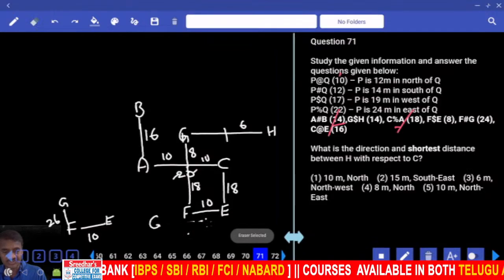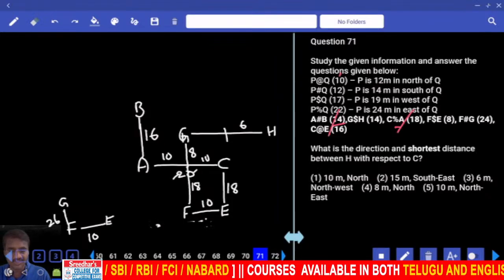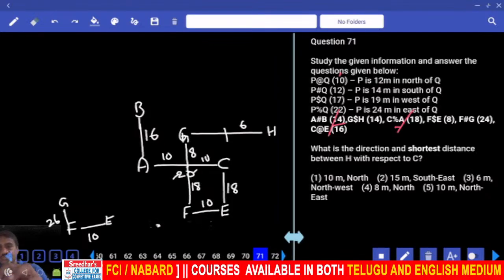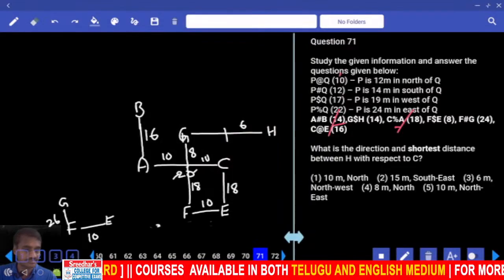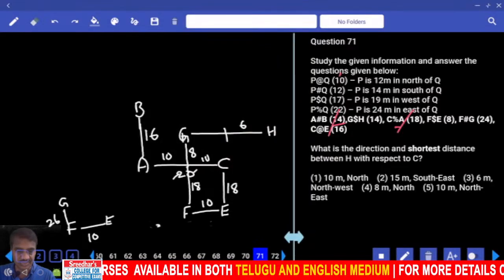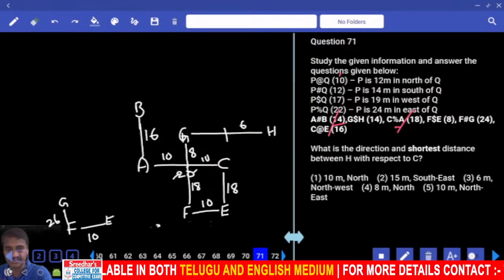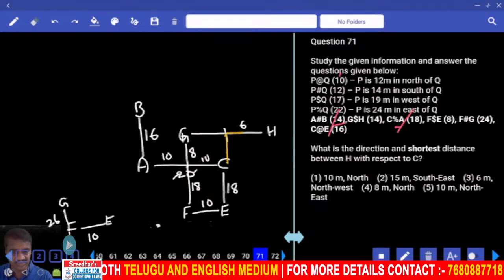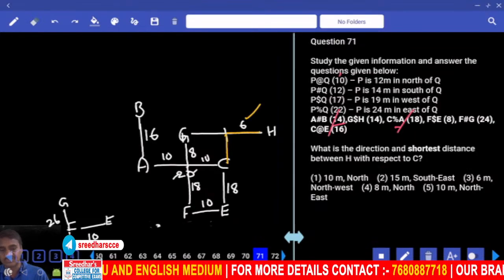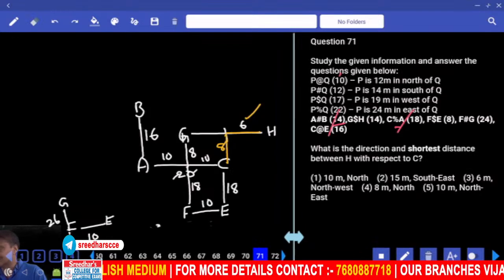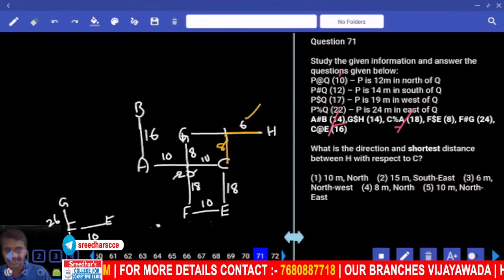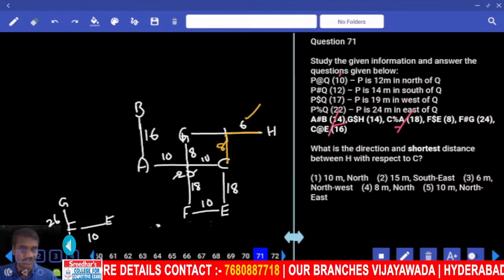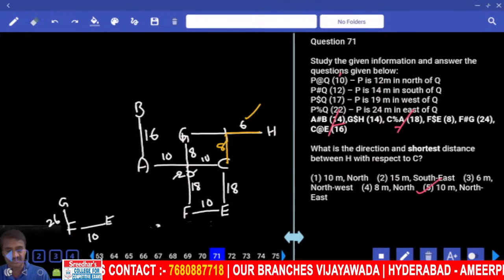Then what is the direction and the shortest distance between H and C? Now the shortest distance between H as well as C. Here we need to find this distance as well as this. This is 6 and this is 8. Now square root of 6 square plus 8 square is 10. And H is towards which direction? Northeast. Northeast, choice 5, question number 71.